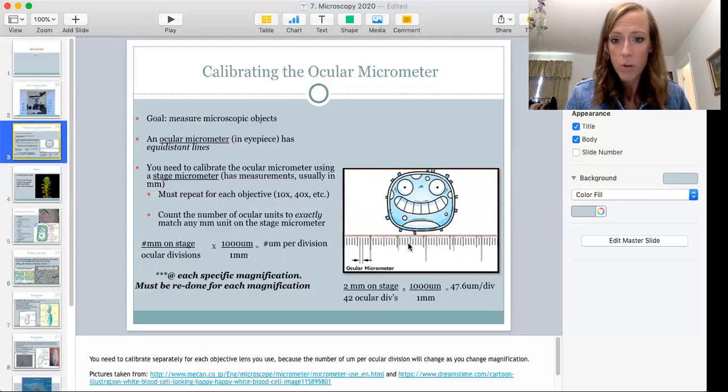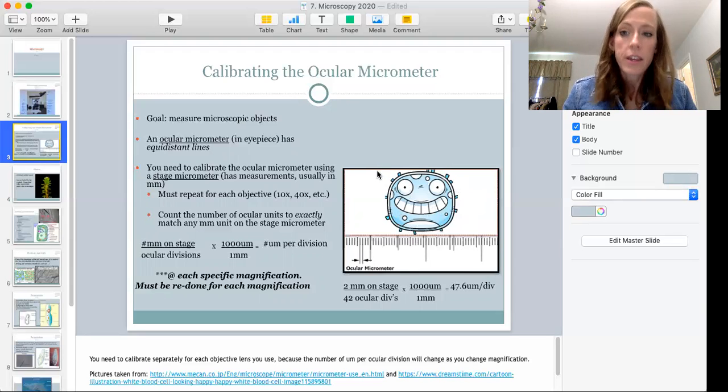Okay, so that's shown here, equidistant lines. If you are looking through the eyepiece, you can have these equidistant lines overlay whatever slide you place on the stage. So here's your cell that you place on your stage, and you can view it along with the ocular micrometer because the lines are in the eyepiece and you have your slide on the stage.